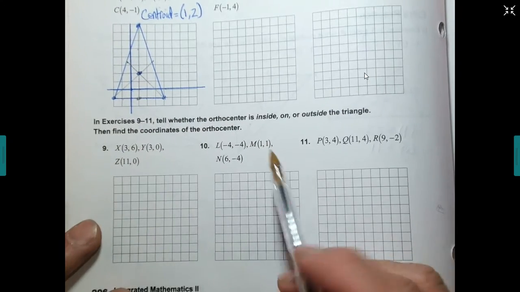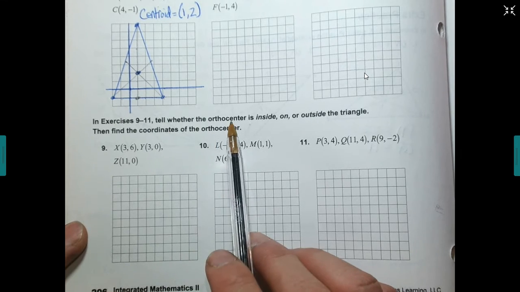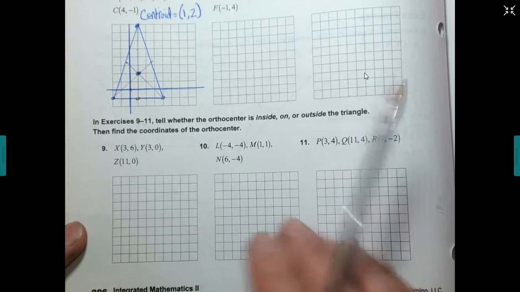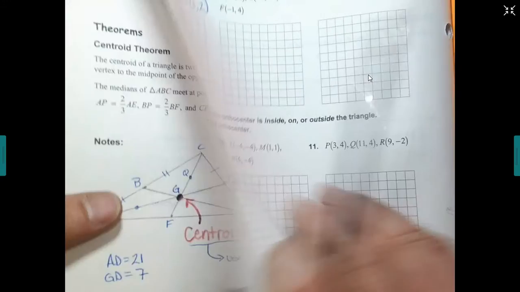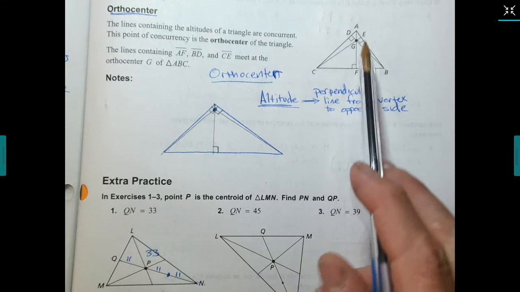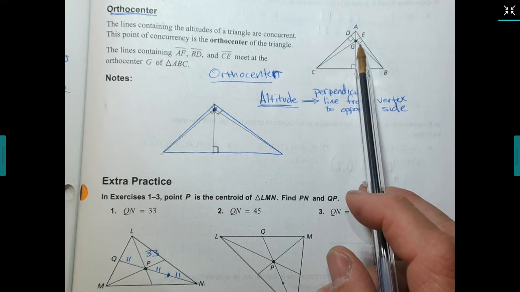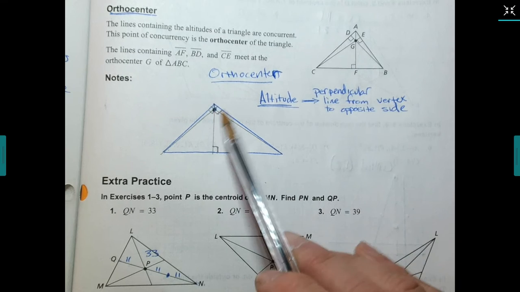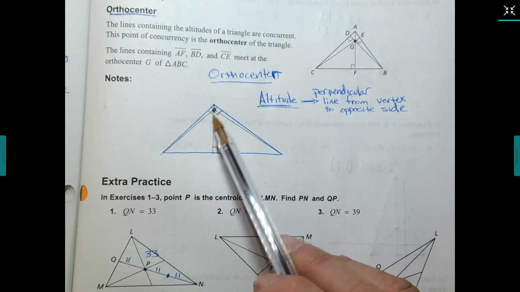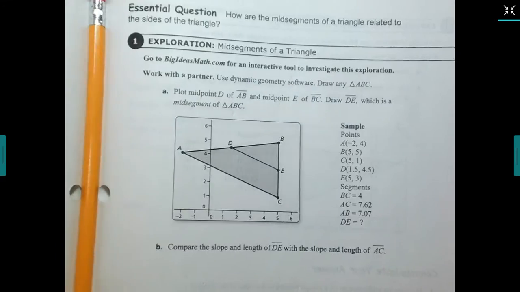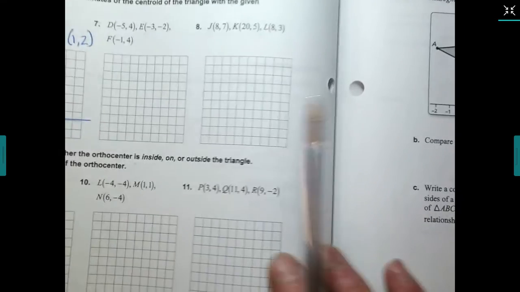Now let's check out this one. Tell whether the orthocenter is inside, on, or outside the triangle. Okay, that makes sense. So the orthocenter right here is inside the triangle. This one's inside just barely. So let's see, we can actually create a triangle where it's on the outside. So let's see what we get.